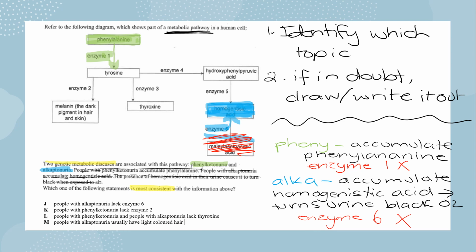If I look at my answers, does it match any of the responses? So at the moment, yes. J, people with alkaptonuria lack enzyme 6. That matches the information that I have here. So for alkaptonuria, we found out that enzyme 6 doesn't work. That's all well and good, but I want you to double check your answers by ruling out the others. Maybe if you're running out of time, you might not do this, but if you have time at the end of your exam or you know you're running quite well, I would double check your other answers, which I'm going to go through on the next slide.